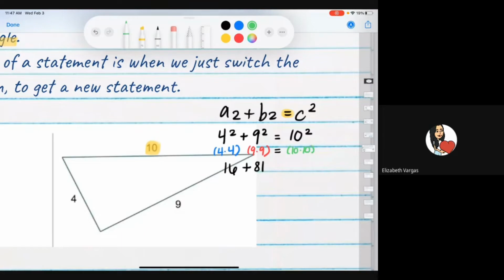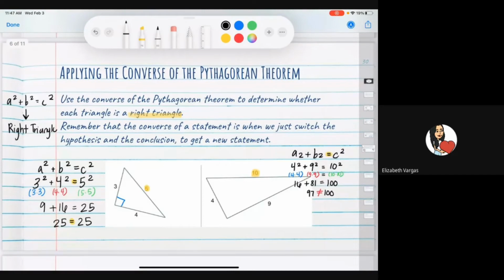And then 10 squared means 10 times 10, which is equal to 100. So now I want to add 81 plus 16. 81 plus 16 is 97. And 97 is actually not equal to 100. So therefore, this triangle is not a right triangle, right? Because my sum of a squared plus b squared is not equal to c squared.